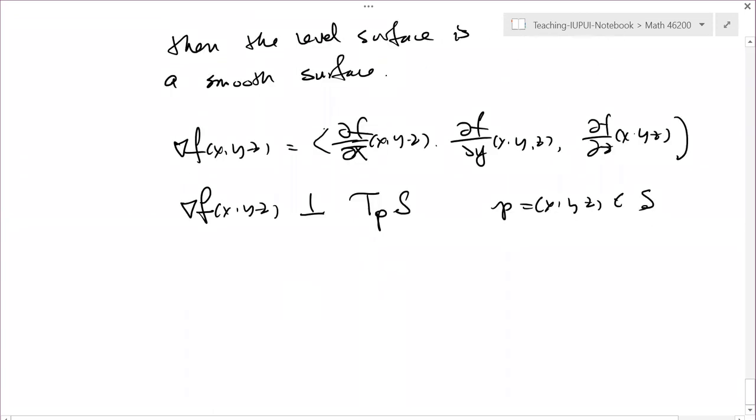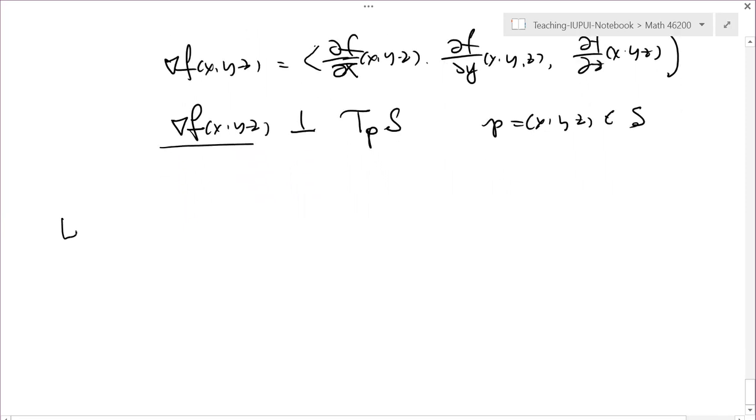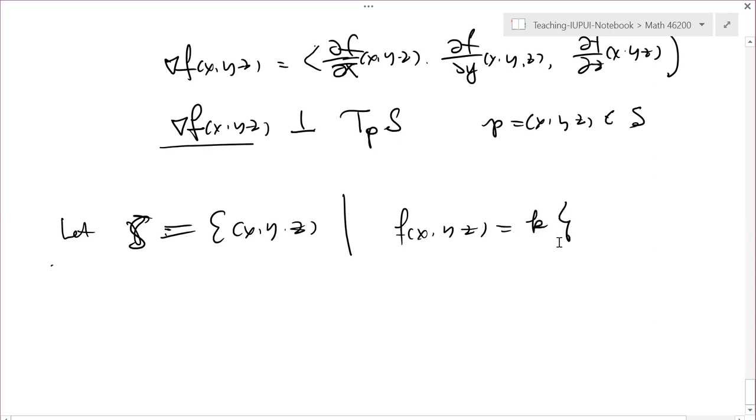Now, how do you see that? This is why it is perpendicular. Then you get a normal vector, right? For a level surface, you don't need to find the regular surface patch. You can compute the normal vector. How do you do that? Well, I just need to prove this. So let S be the set of (x, y, z), the level surface, so f(x, y, z) is going to be k. So this is a set.